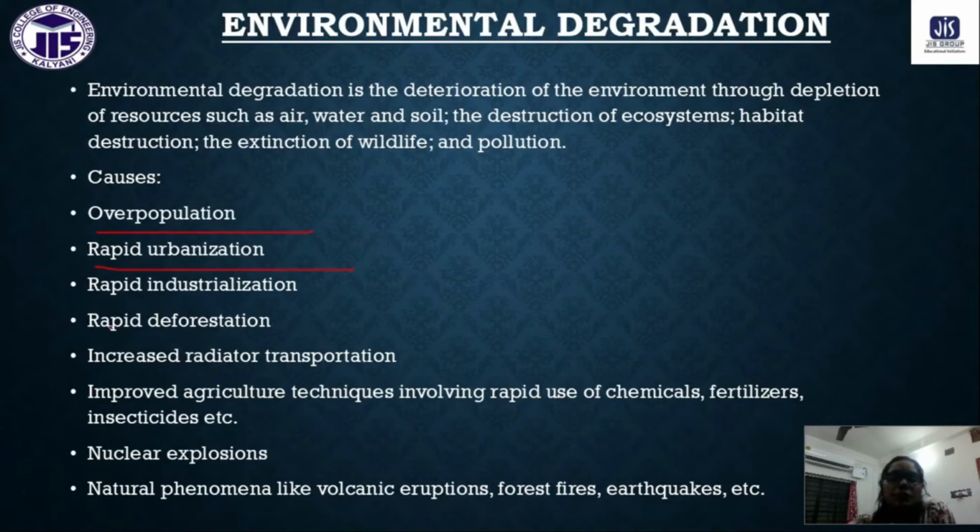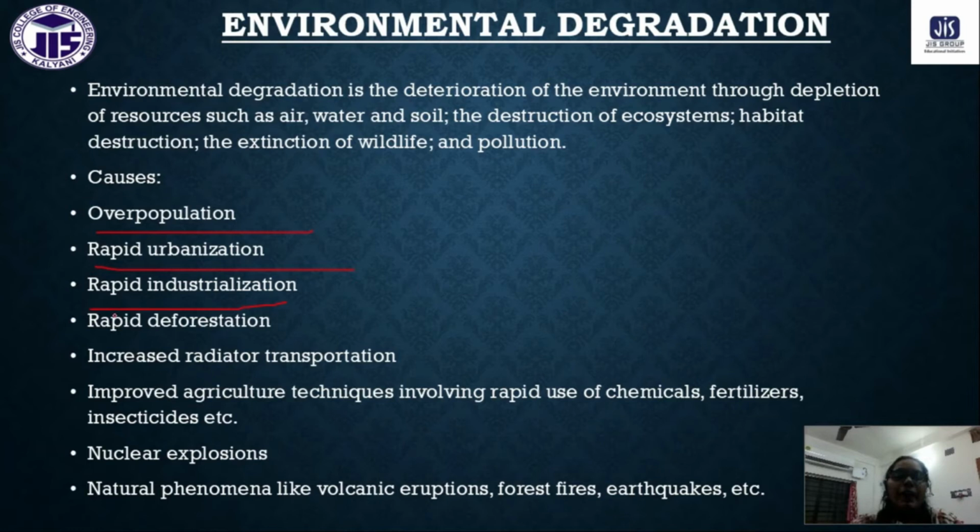Okay, then rapid industrialization. If we have so many industries, from the factories some poisonous gases and many poisonous chemicals mix into the environment, which regularly pollutes the environment.